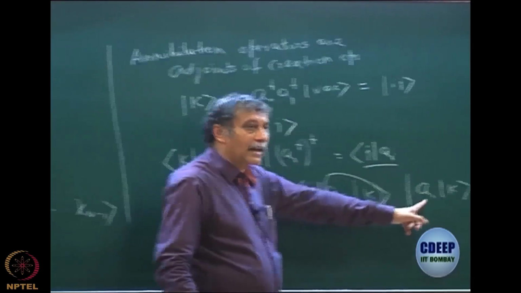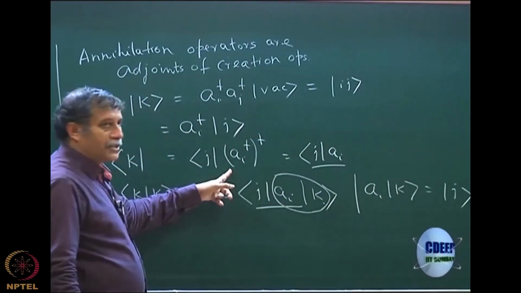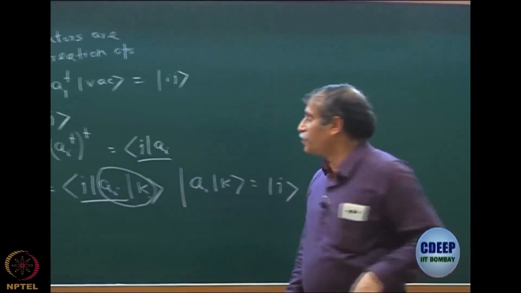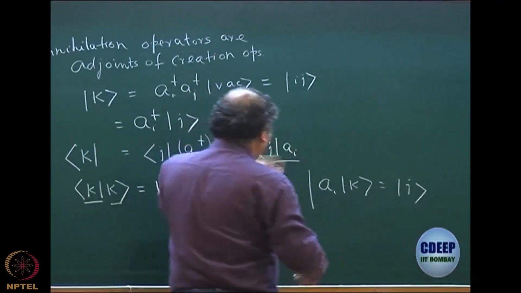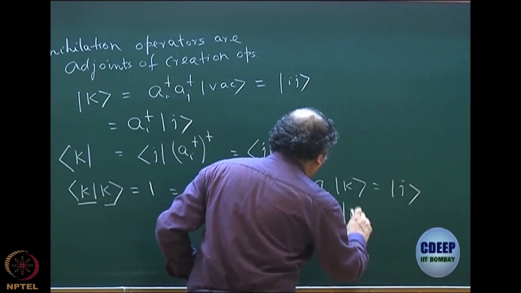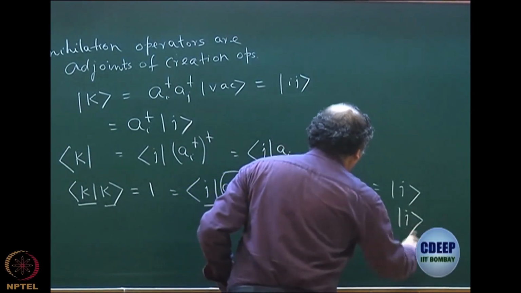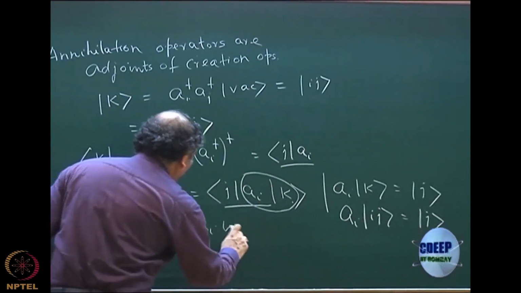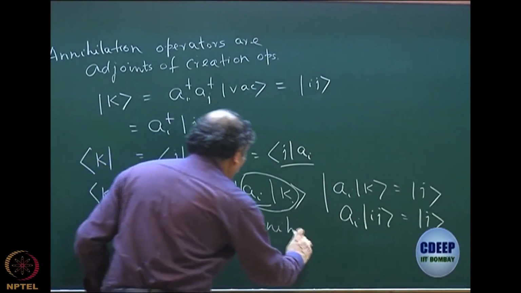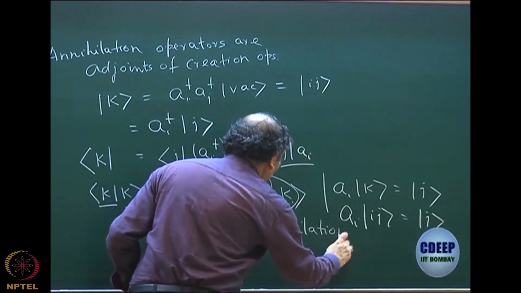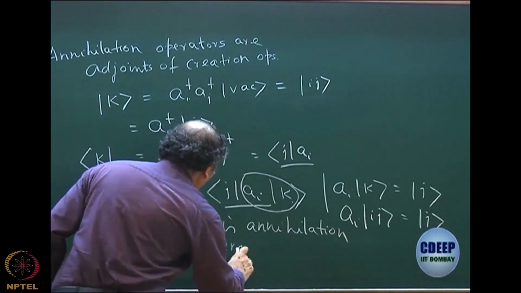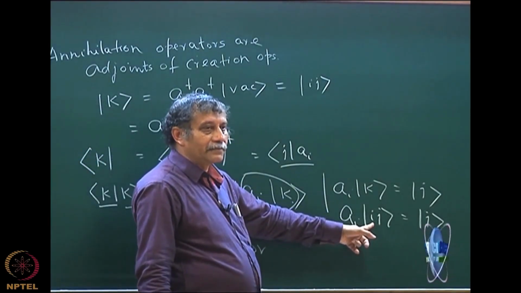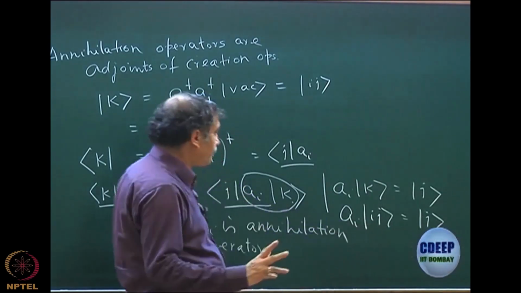At this point, AI is not an annihilation operator. AI is simply adjoint of the creation operator. But now I am showing that this AI acting on K must give you J. So, what is my K? K is Ij. So, AI acting on Ij must give me J. Hence, I show that AI is an annihilation operator, and it annihilates exactly the one next to it. So, both these rules.